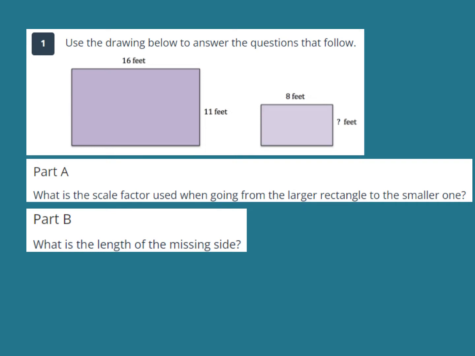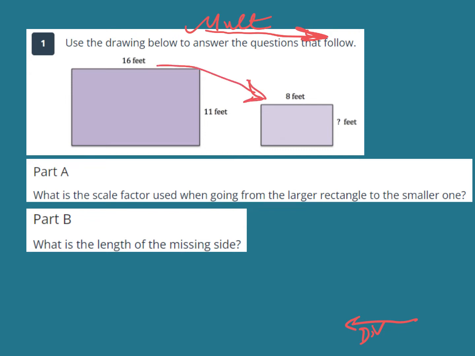Use the drawing below to answer these questions. Well, we're talking about scale factors, right? I know you remember the song, but just like everything we've done all year, the only thing we really need to remember is that when we go from left to right, we multiply, and when we go from right to left, we divide. That is the main thing we have to remember, and we've been having to remember that all year.